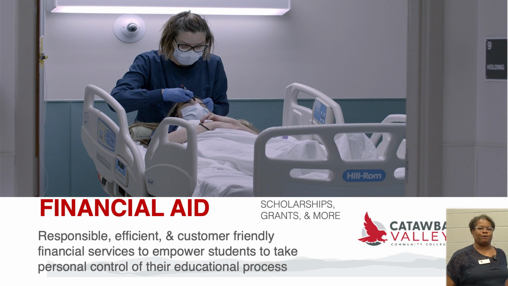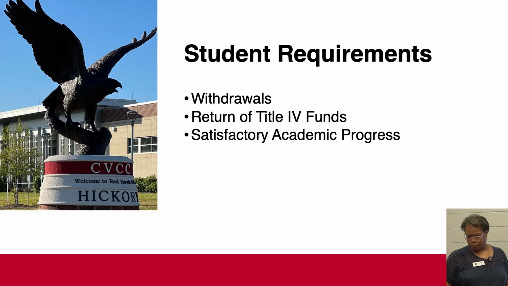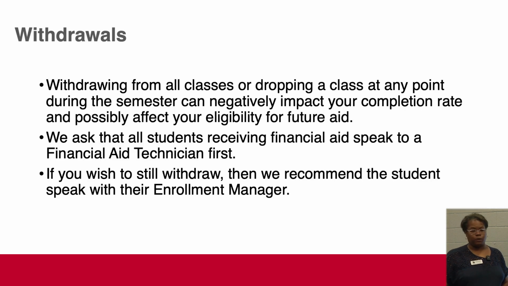For all students who have already applied for financial aid, there are some requirements that you, as the student, have to adhere to. First of all is withdrawals. We all know that students have to withdraw from classes for whatever reason. We do in financial aid ask that you come to us first if you are receiving financial aid so we can discuss with you how that withdrawal may affect your future eligibility. Once you have spoken with us and you still wish to withdraw, we will ask that you go upstairs to the second floor of the Student Services building and meet with your enrollment manager.